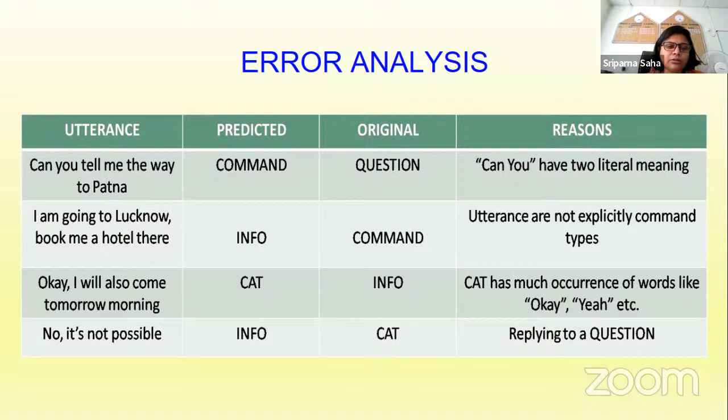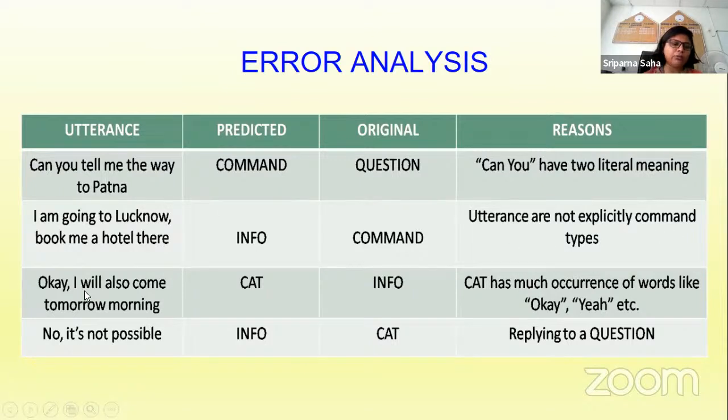I am going to Lucknow, book me a hotel there. Here, somebody already chatted with me that this kind of utterance is basically command type. But the easiest way to identify command type utterances is that they start with a verb, and here the utterance is not starting with a verb. So we are predicting this as information, but originally this is a command. The utterance is not explicitly a command type.